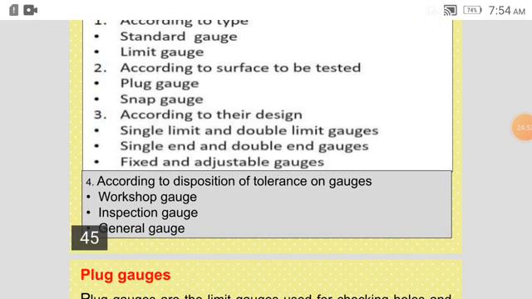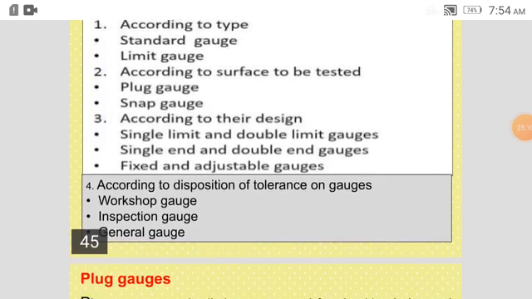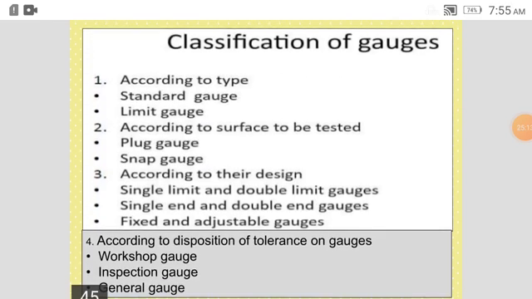Then according to the deposition of tolerances on gauges, there are workshop gauges, inspection gauges and general gauges. So depending on the quality to be maintained or the severity of the work, they are workshop gauges, inspection gauges and general gauges. So this is the classification of gauges.